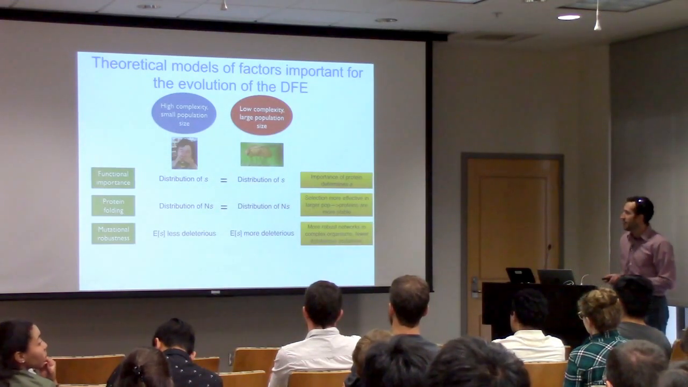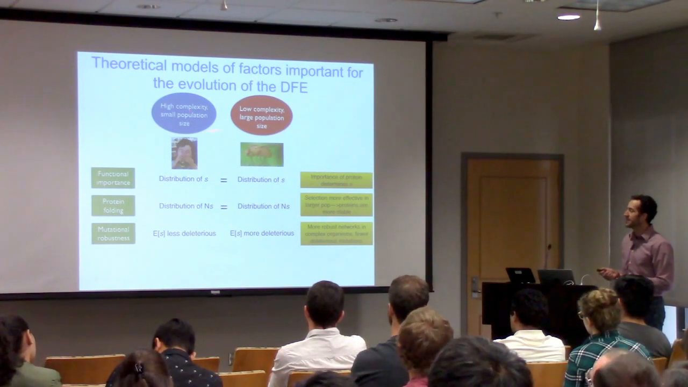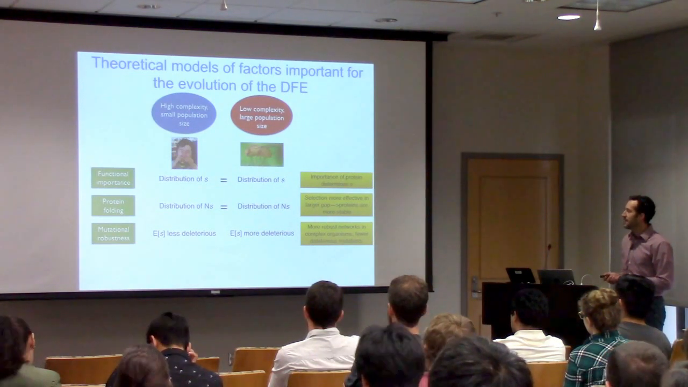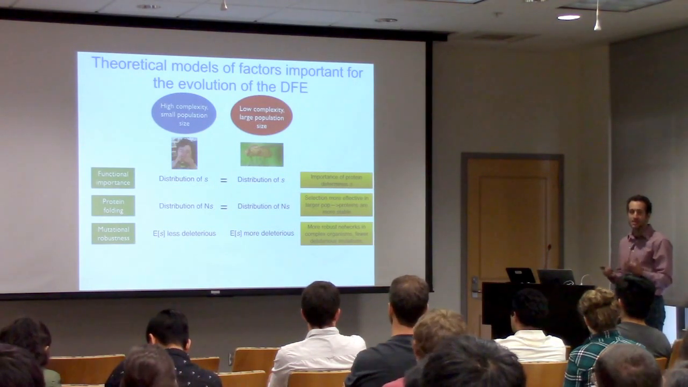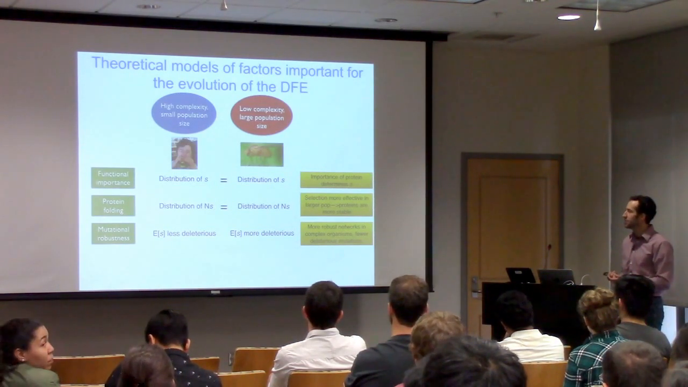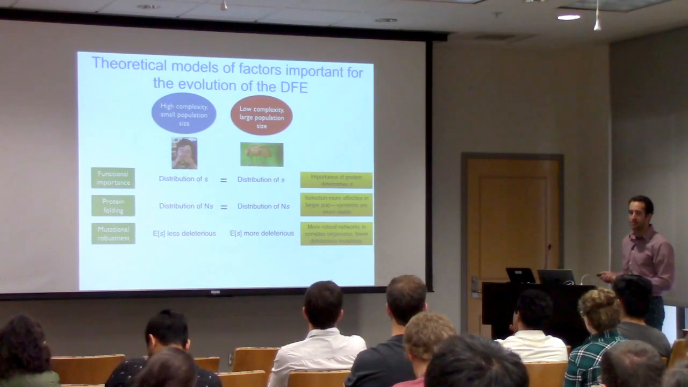A third prediction is what I'm calling the mutational robustness models. Complexity is the key idea here. The idea is that in the more complex species, you have more redundancy in pathways, more mechanisms to buffer out the effects of deleterious mutations. And so in this population, the average mutation ought to be less deleterious than in the simpler species.